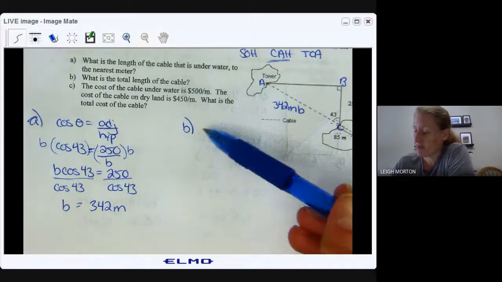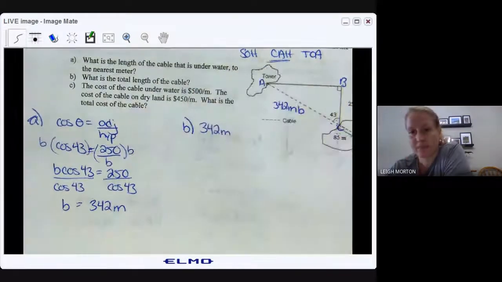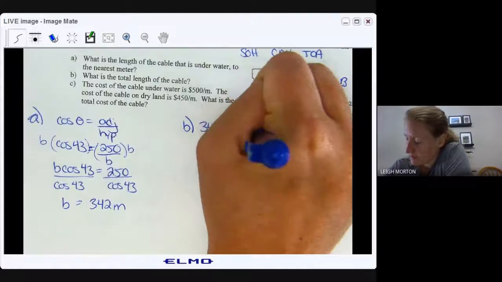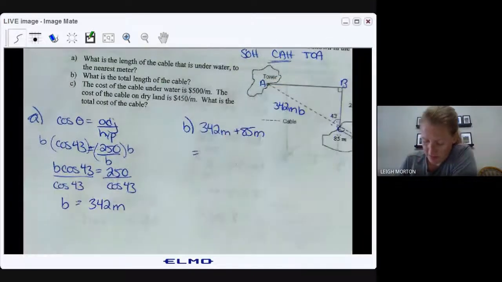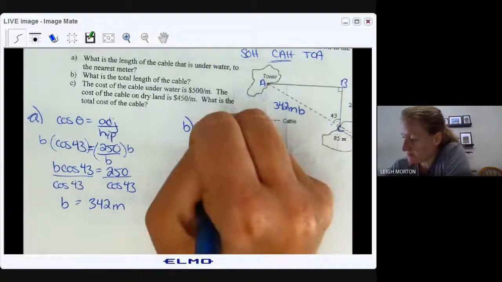What's the total length of the cable? Well, we've got 342 meters underwater and 85 meters above. So that is 427 meters.